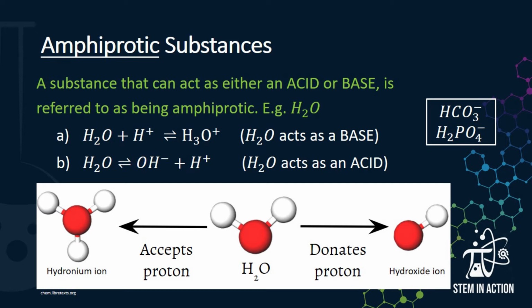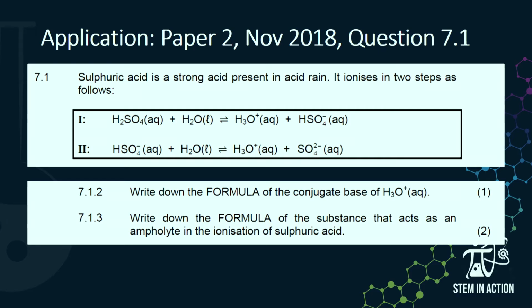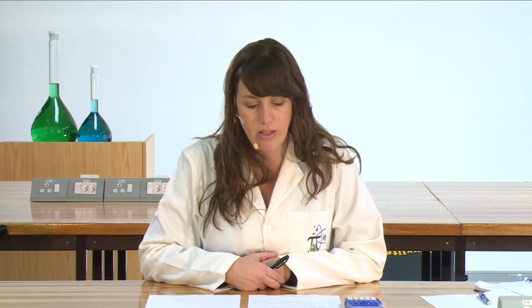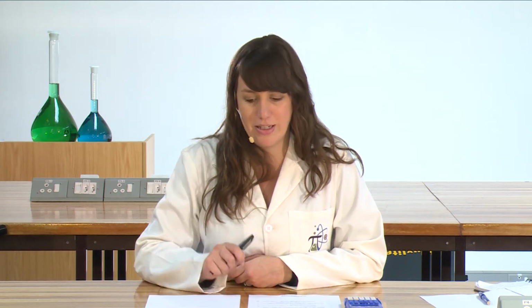Let's have a look at some application questions on these two terms. Let's have a look at November 2018, question 7.1. Question 7.1 says sulfuric acid is a strong acid present in acid rain. It ionizes in two steps as follows. And there they give you the two equations. 7.1.1 asks us to define an acid in terms of the Lowry-Bronsted theory. We did that in part 1. So I already have my answer down here for us.